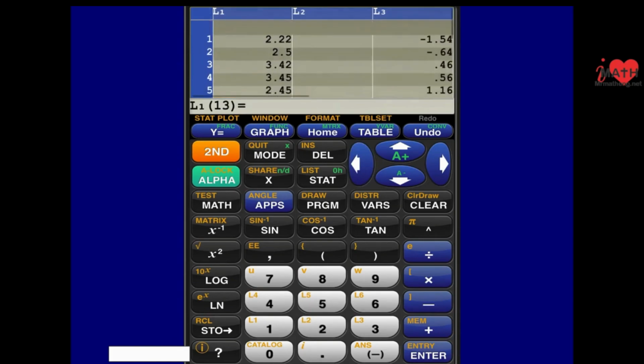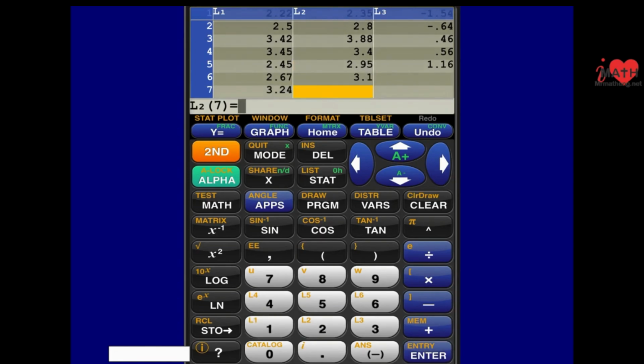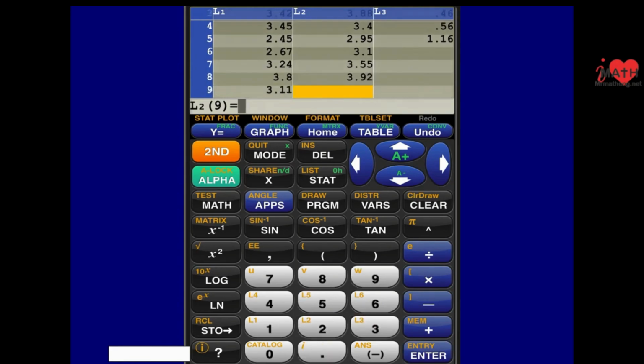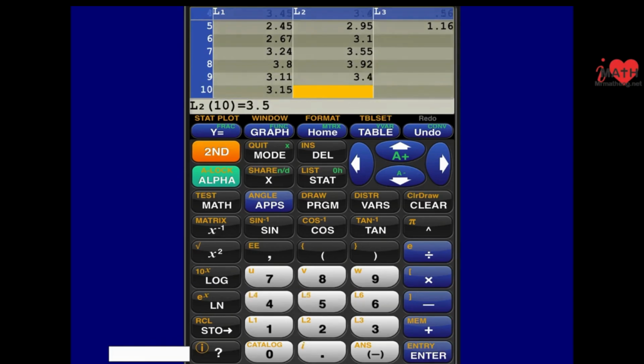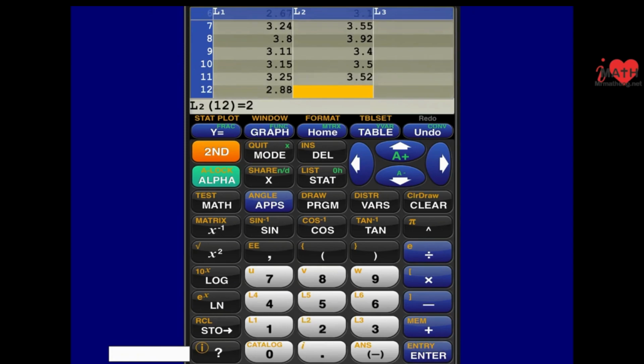Okay, let's go up to list 2, and this is your college GPAs. 2.35, 2.8, 3.88, 3.4, 2.95, 3.10, 3.55, 3.92, 3.40, 3.50, 3.52, and 2.90.